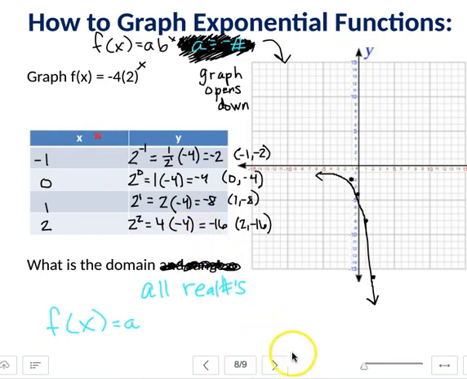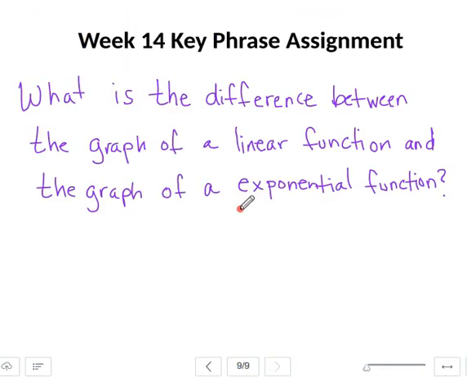Let's put up the key phrase assignment. In this recording, we really talked about exponential functions and focused on what the graphs of exponential functions look like. So what I want you to do for the key phrase assignment is tell me the difference between linear function graphs and the graphs of exponential functions. And that's it.